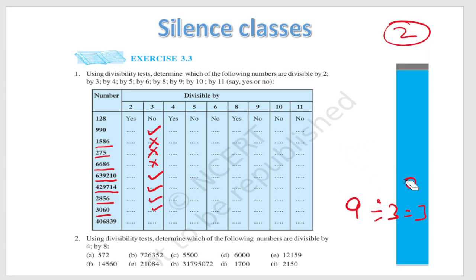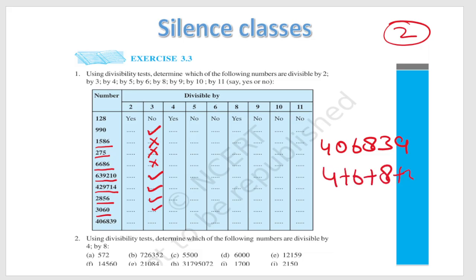Now let's move to the next question. The number which is given is 406839. 4 plus 6 plus 8 plus 3 plus 9. 10 plus 8 is 18. 18 plus 3 is 21. 21 plus 9 is 30, and 30 is divisible by 3. This means this number is also divisible by 3.